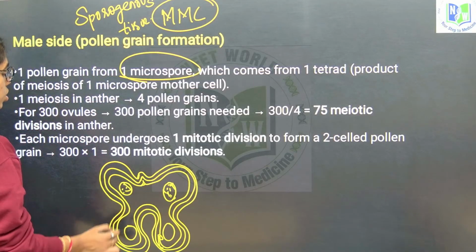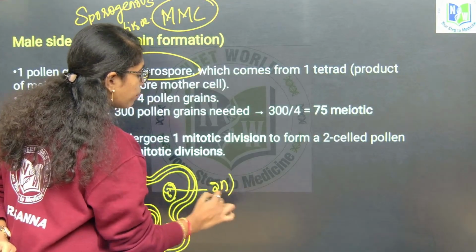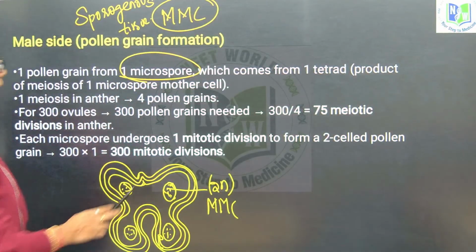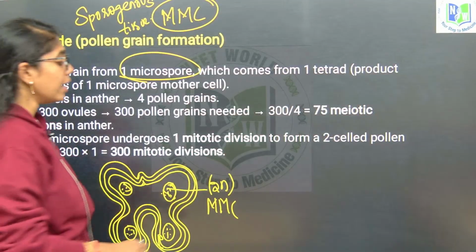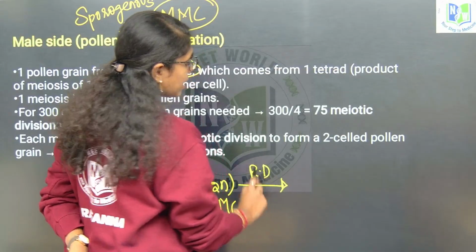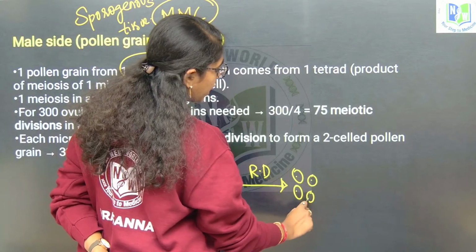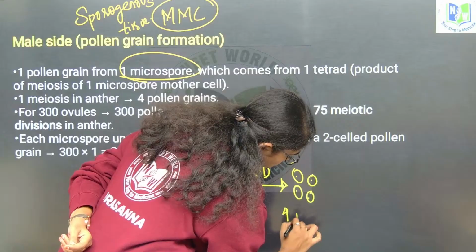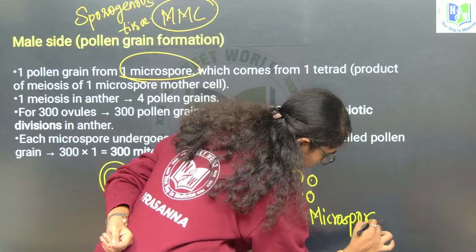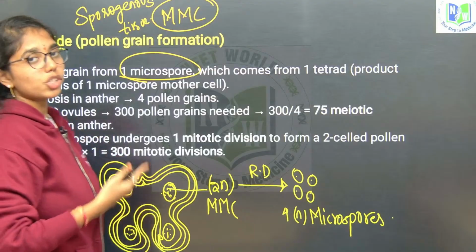The sporogenous tissue or sporogenous cells will have diploid microspore mother cells. Inside this sporogenous tissue only one meiotic division, or reductional division, will take place. This reductional division will result in the formation of 4 haploid microspores. Each microspore will be differentiated into a mature pollen grain.